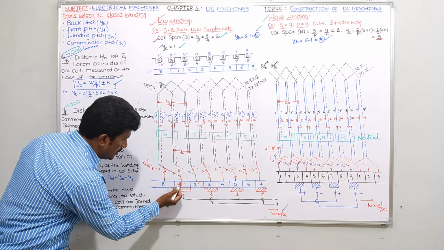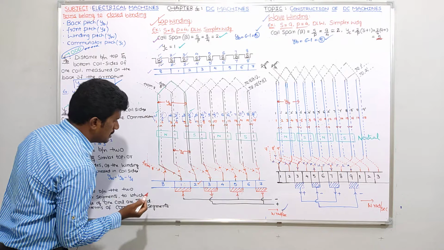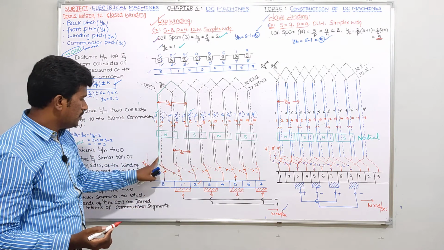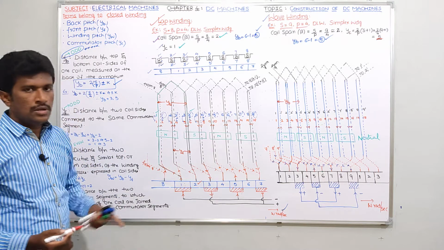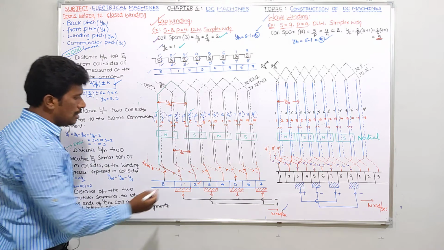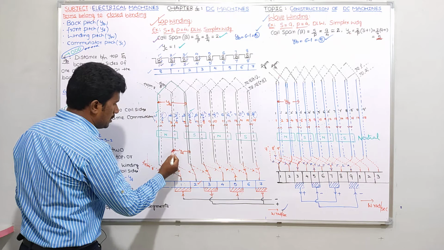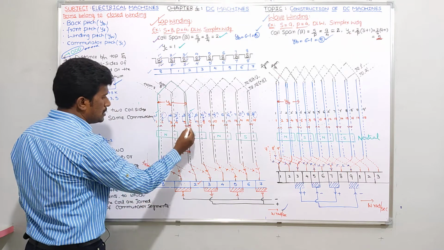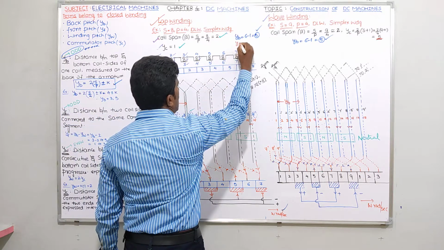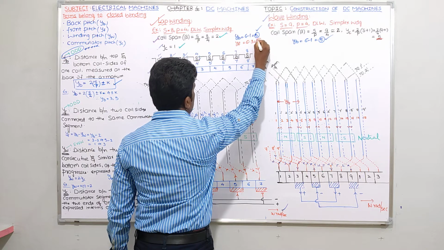See, to this commutator segment 1, this is one coil side, and this is also one coil side. The distance from here to here I can call the front pitch, no problem. Now tell me, what is the value here? This conductor is 6, and this conductor is 3. 6 minus 3, how much? 3. So in the lap winding you are getting YF as 6 minus 3, which is 3.